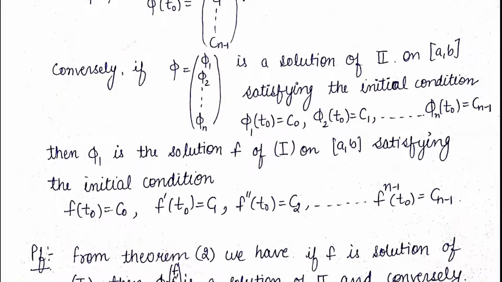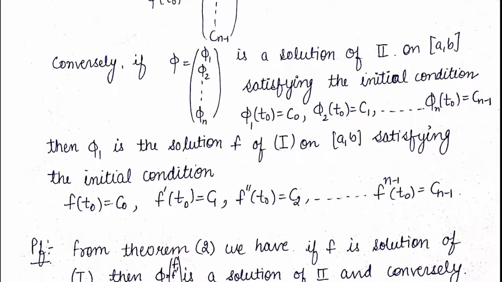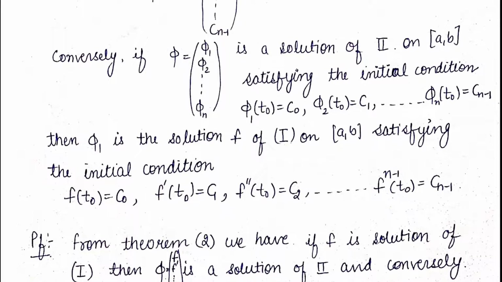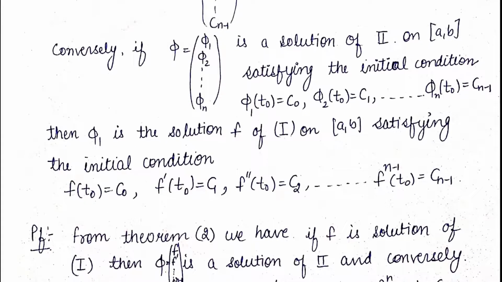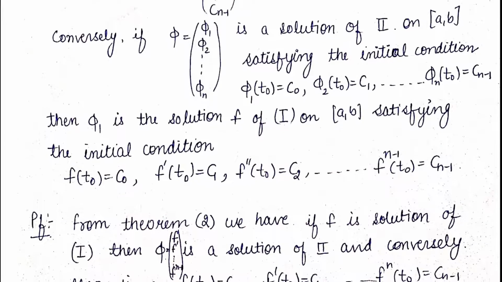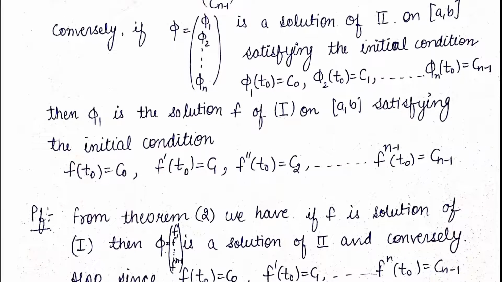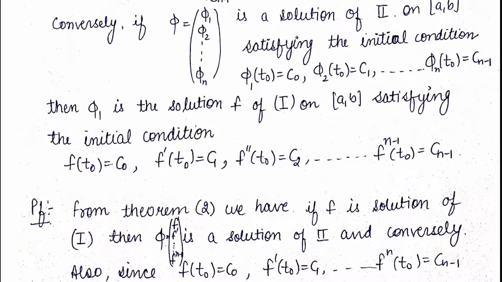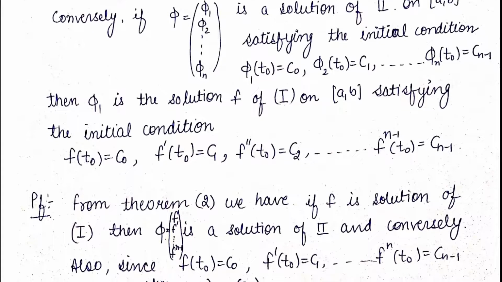Now let's start the proof of the corollary. From theorem 2 we have that if f is a solution of 1, then correspondingly phi given by f, f dash, up to f^(n-1), the (n-1)th derivative, is a solution of the system 2.